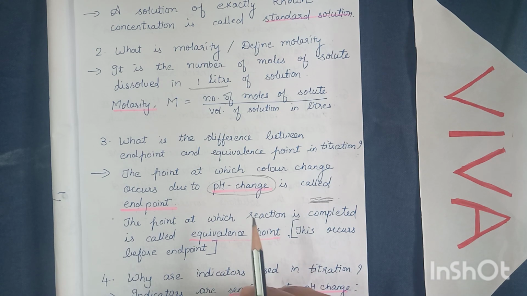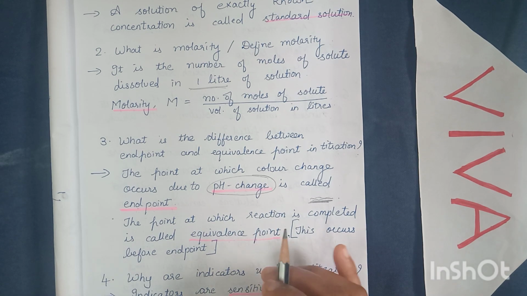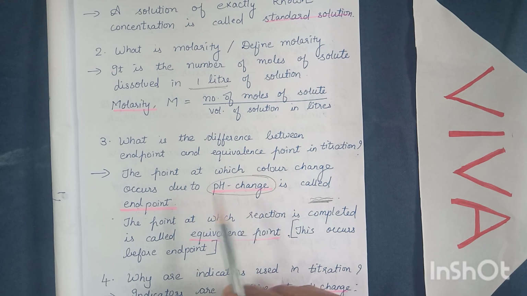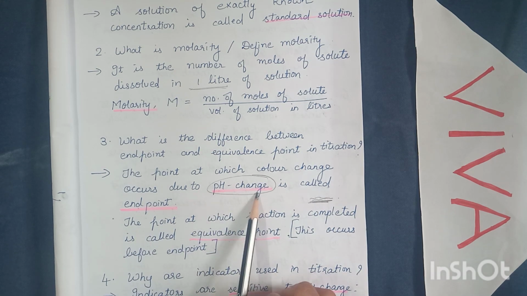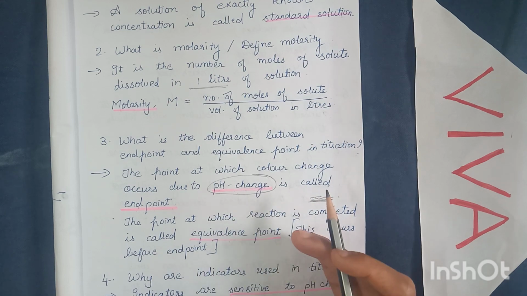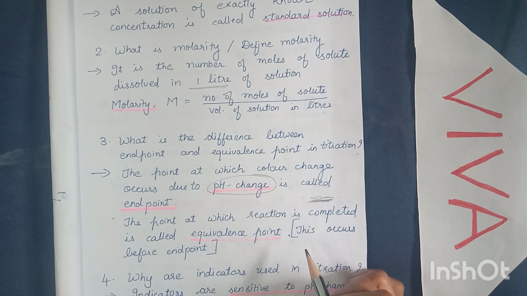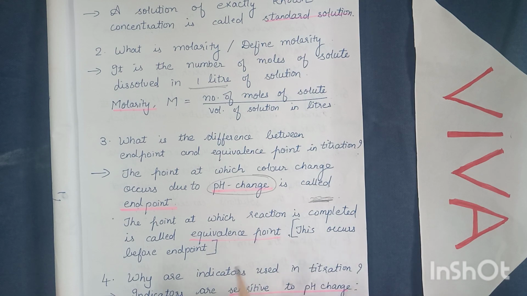Now for you to understand whether the reaction gets completed or not, you have to see the color change, and that occurs once there is change in pH. So you got the difference between endpoint and equivalence point. Just remember, equivalence point comes before the endpoint.